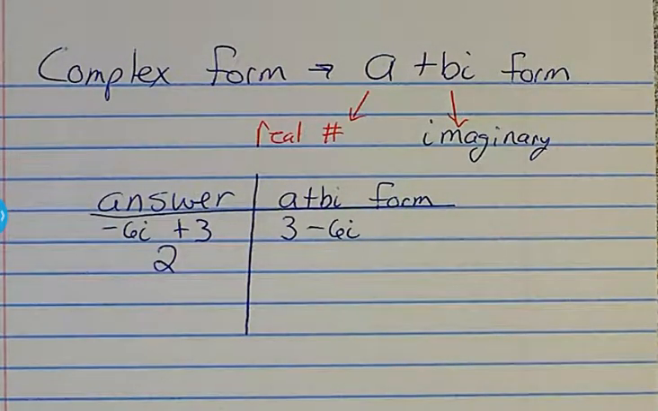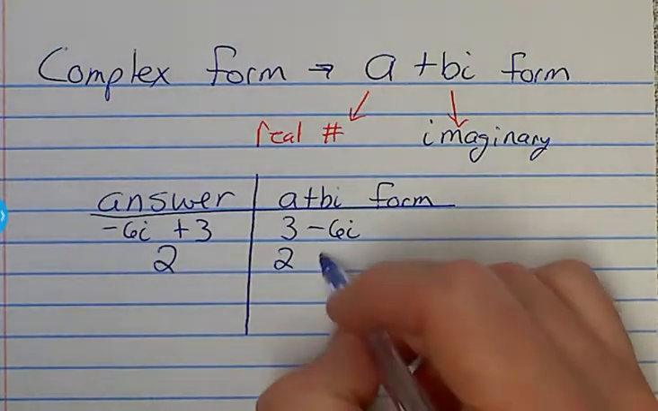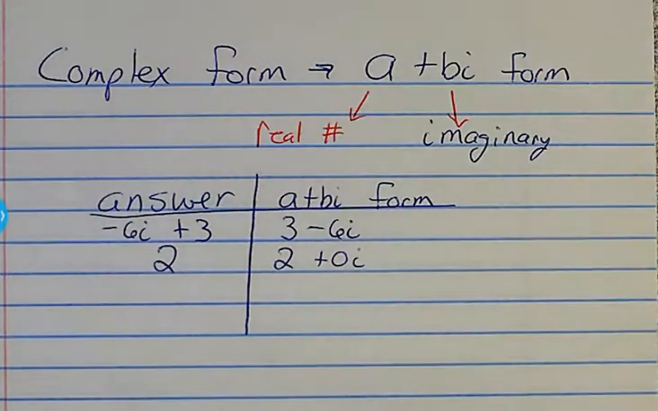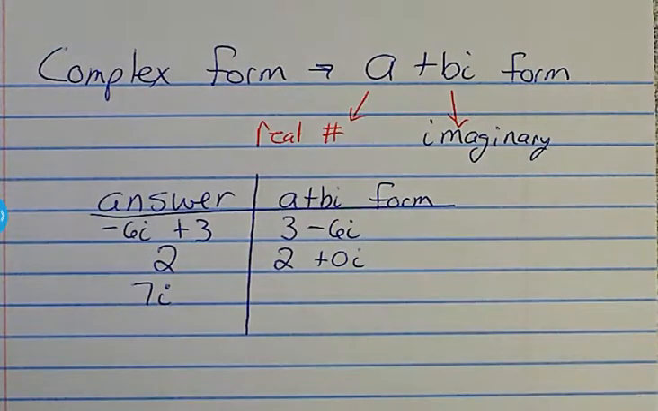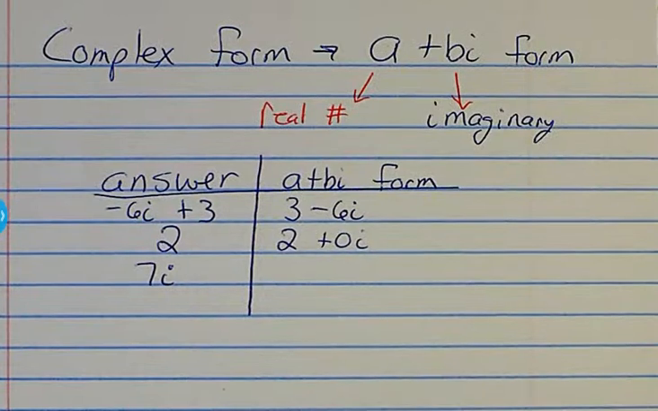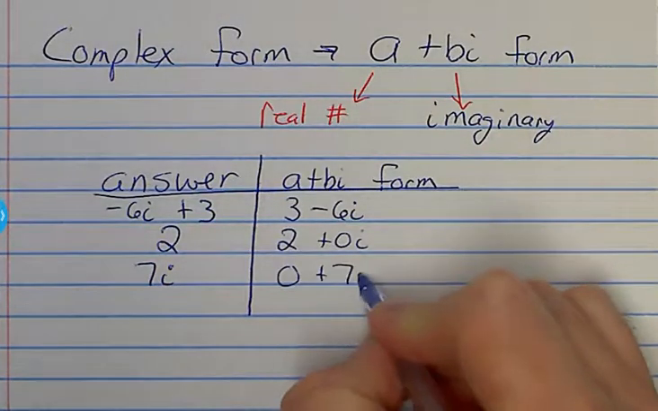Okay, let's say an answer that was just 2. And again, if the answer is just 2, that's okay, but they're kind of getting you ready for the next thing we're going to do, which if you've got an A plus BI form is really easy. If it's an A plus BI form and there's no I term, just write that as a 0I. And along the same lines, if you have 7I as the answer, in true A plus BI form it would be 0 plus 7I.